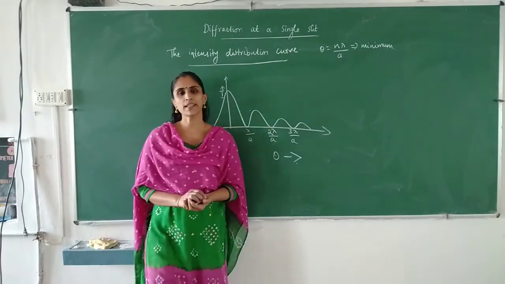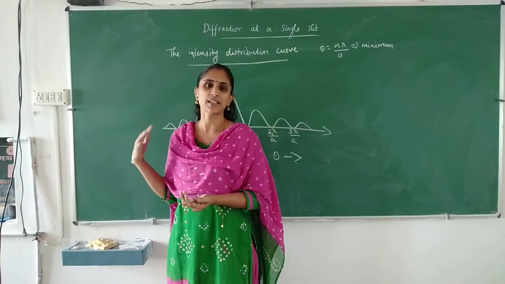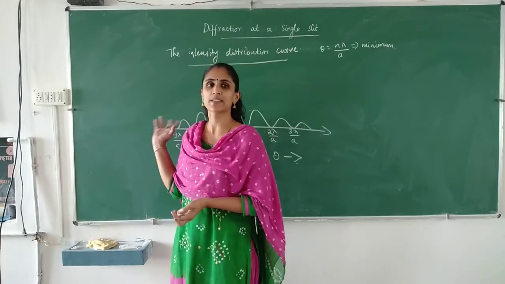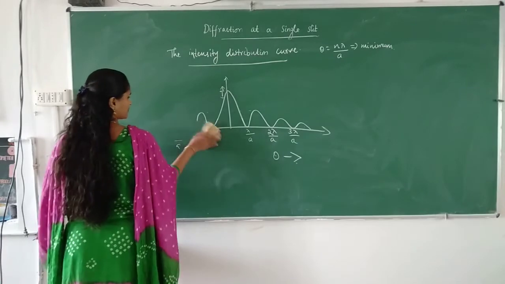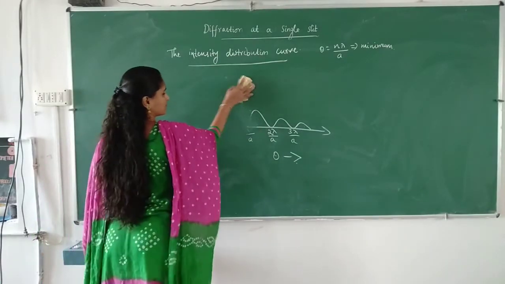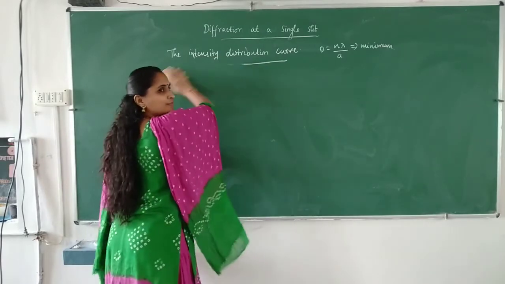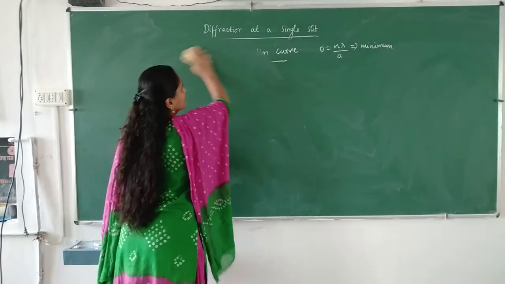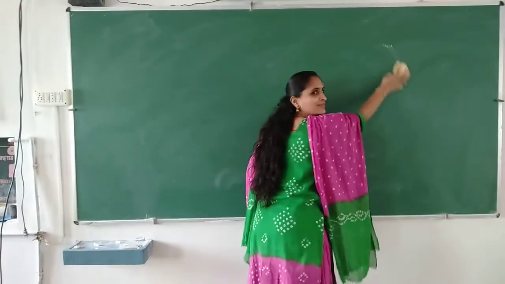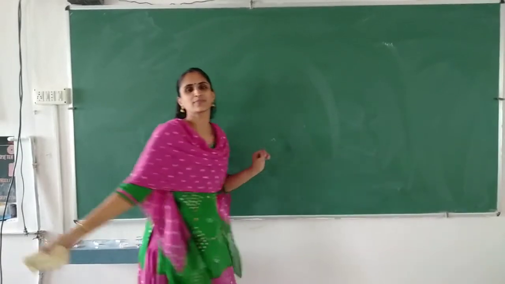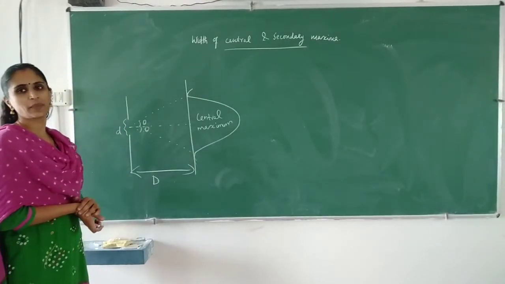Okay, is it clear? And now we will discuss the angular width of the central maximum and secondary maximum. All those we will discuss. So here we are going to find out the width of the central and secondary maximum.